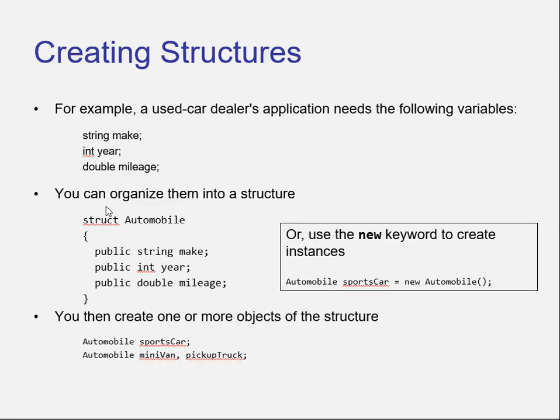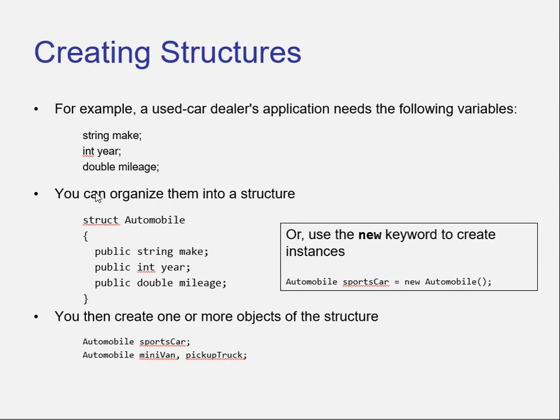All right, so sometimes you have a situation where you've got a collection of different data types that all fit together nicely in a theme, I guess. The example they give us here is a used car dealership, and in that application there might be a case where we're trying to keep track of multiple cars. For a car, we want to keep track of the make, the year, the mileage, and so on. And of course, these are different data types themselves.